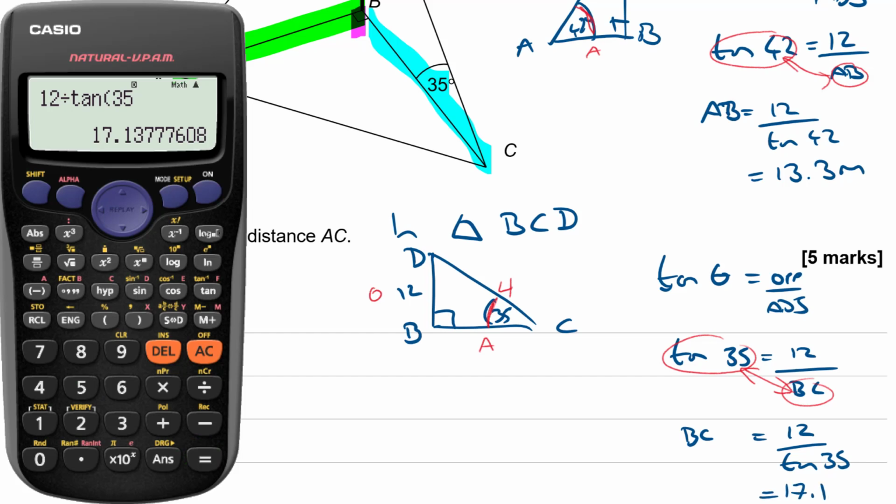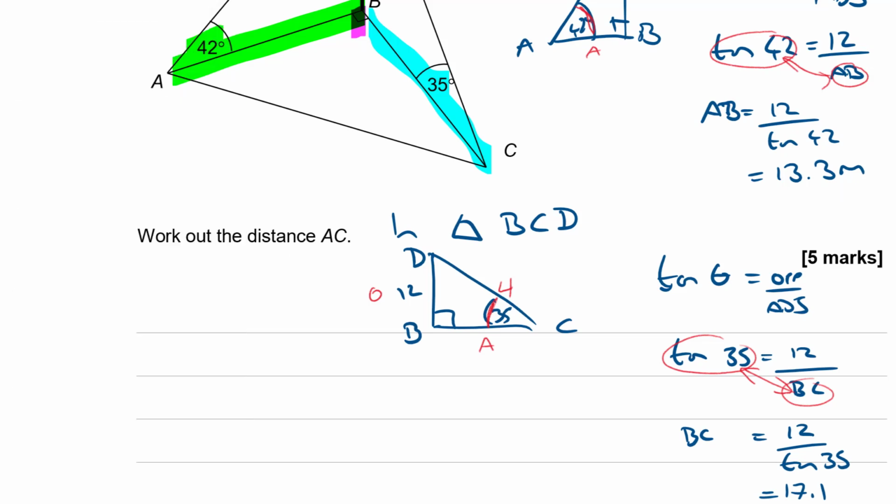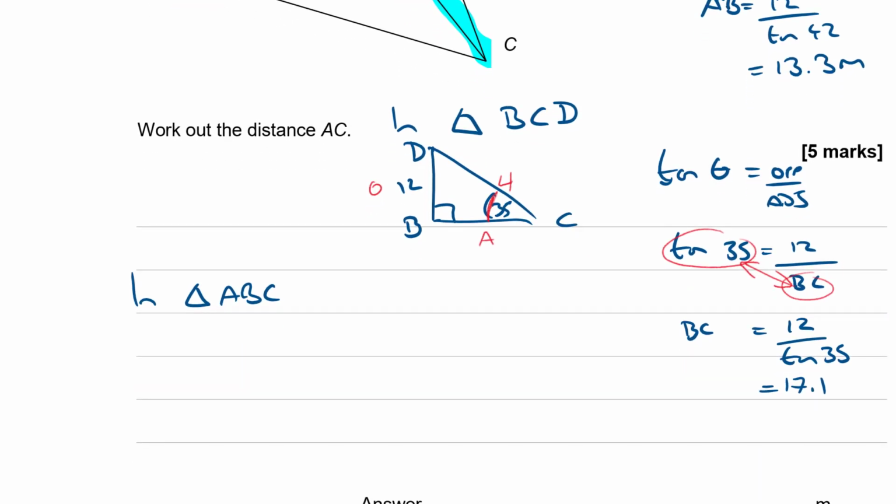Okay, right, we're not done yet though, are we? Because we've got one more triangle to look at. We've got triangle ABC to look at. And finally, in triangle ABC, that's the base, isn't it? That was the right angle up there.